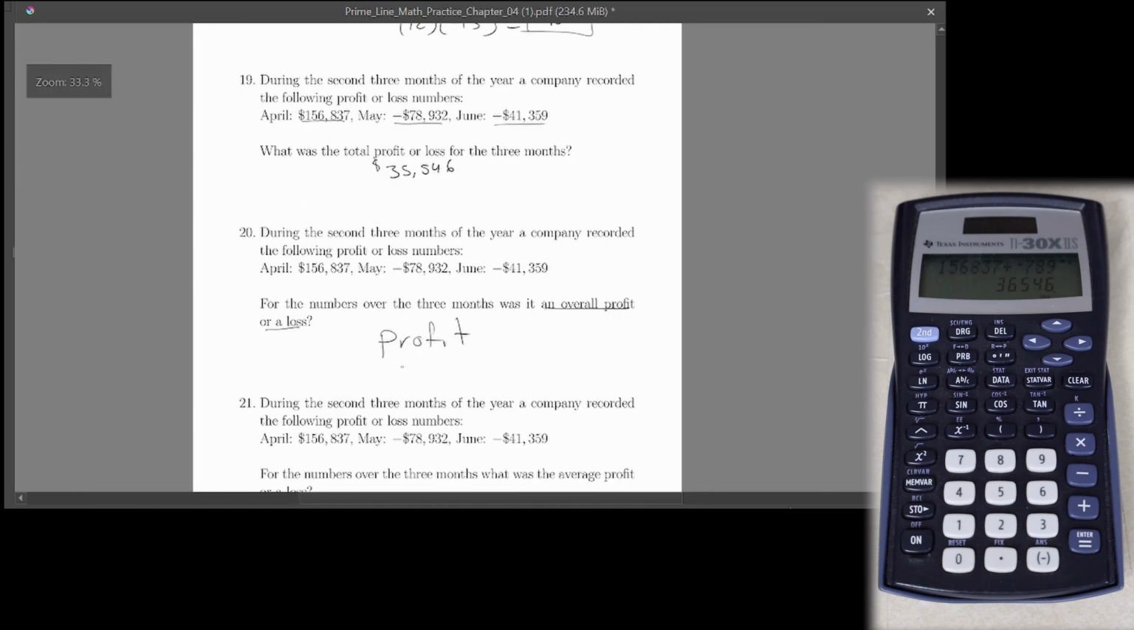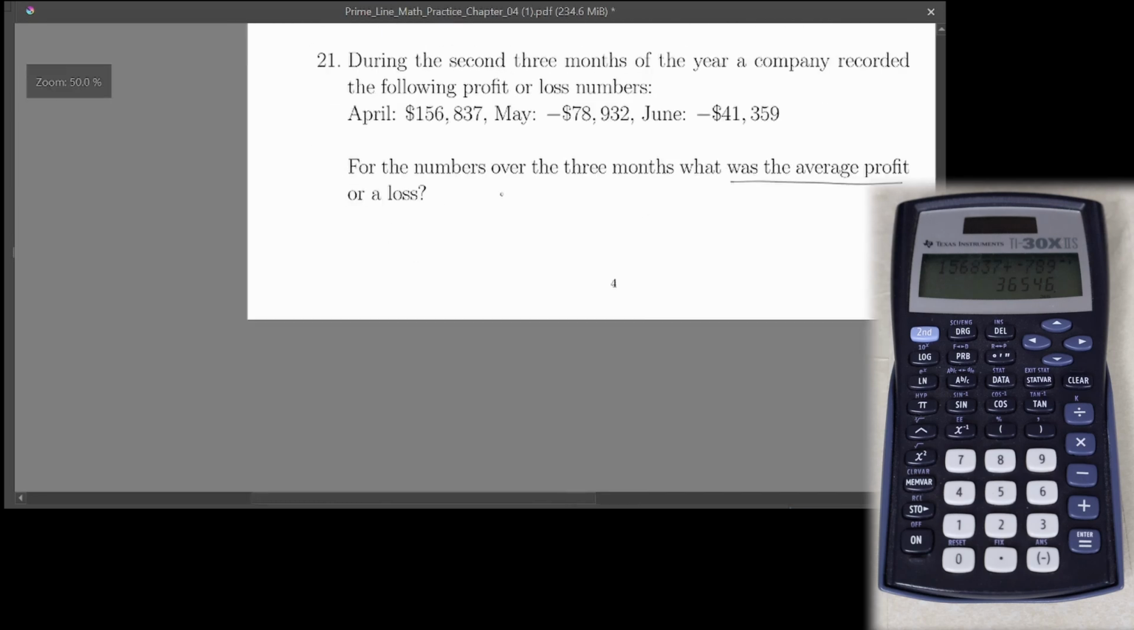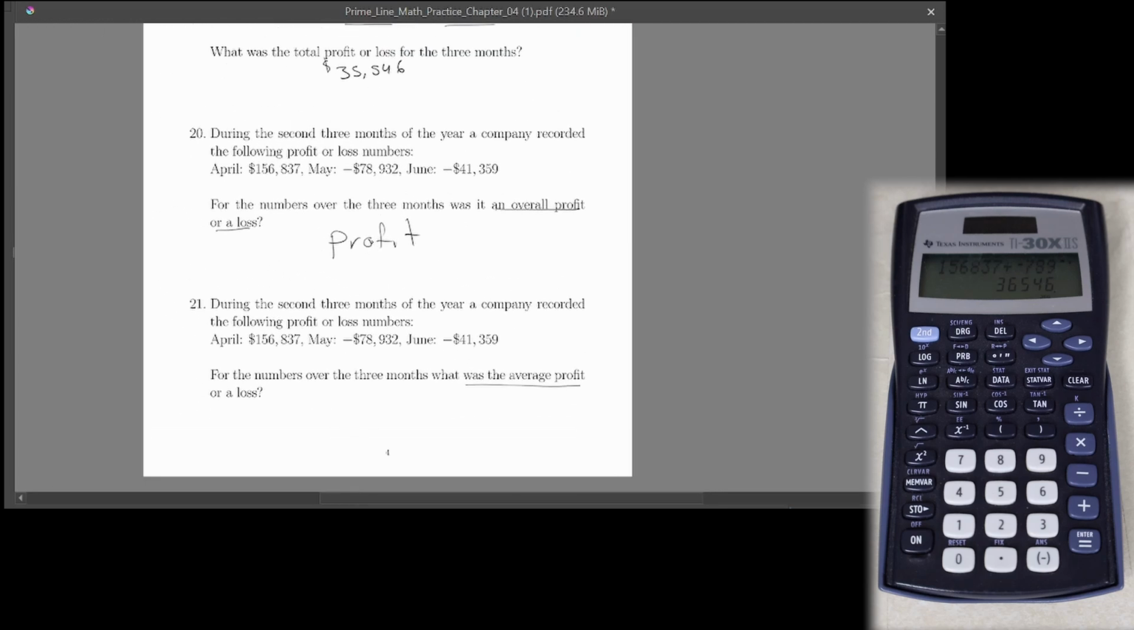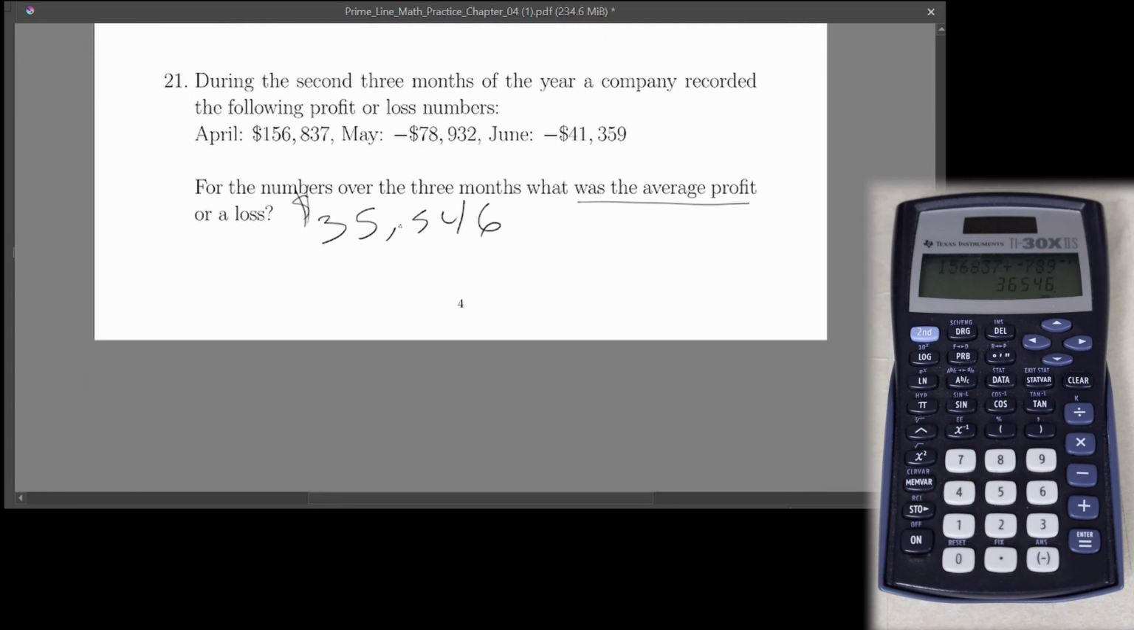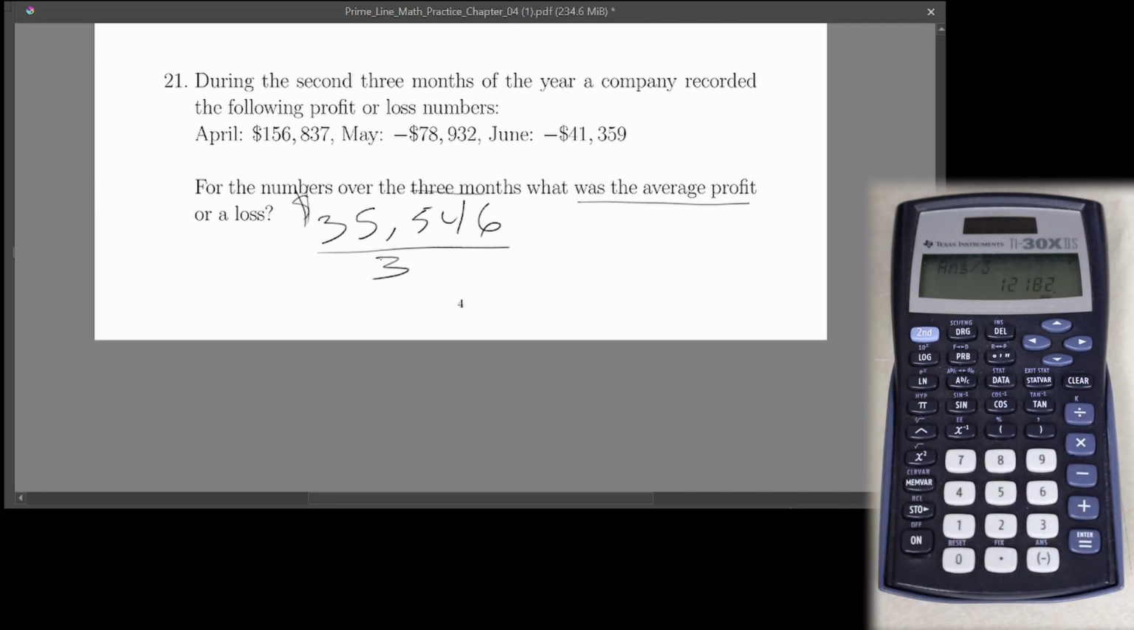And our last question, number 21, same numbers, what was the average profit or loss? So we are going to take the $35,546. We're going to divide it by the 3 months. So we'll divide it by 3. And our average profit or loss is 12182. So 12,000 there.